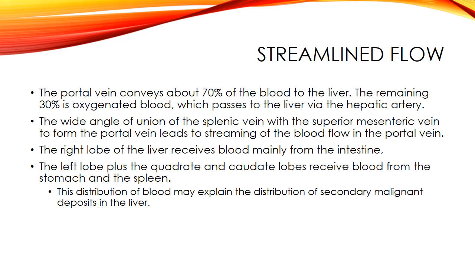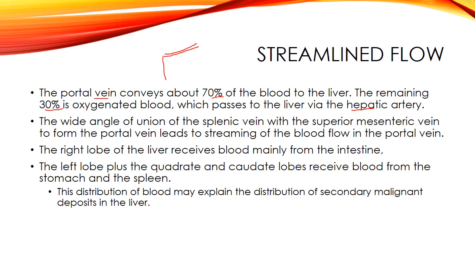The blood flow through the portal vein is streamlined. Basically, the portal vein is carrying all of the blood from the gastrointestinal tract and providing it to the liver. So the total blood supply of the liver, around 70% of it is coming from this pathway through the portal vein. But the remaining blood to the liver, it is going to come from the hepatic artery, and this is going to be the oxygenated blood. This is around 30%.